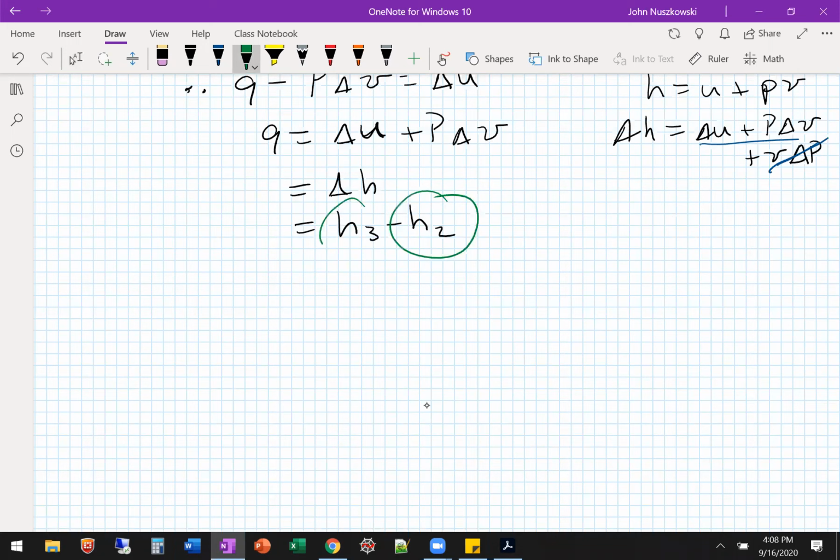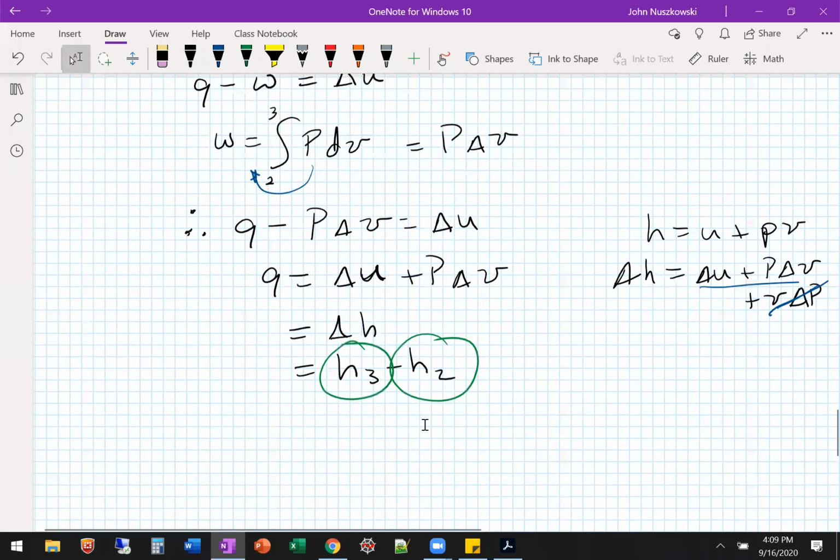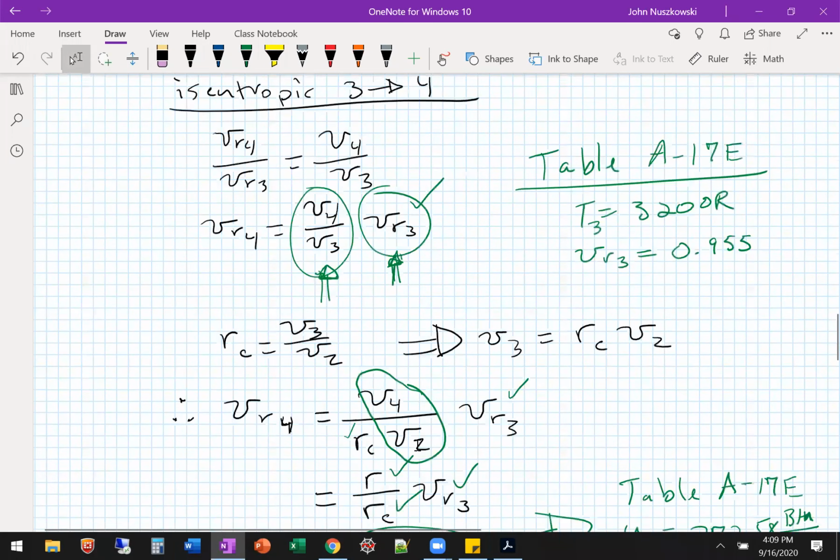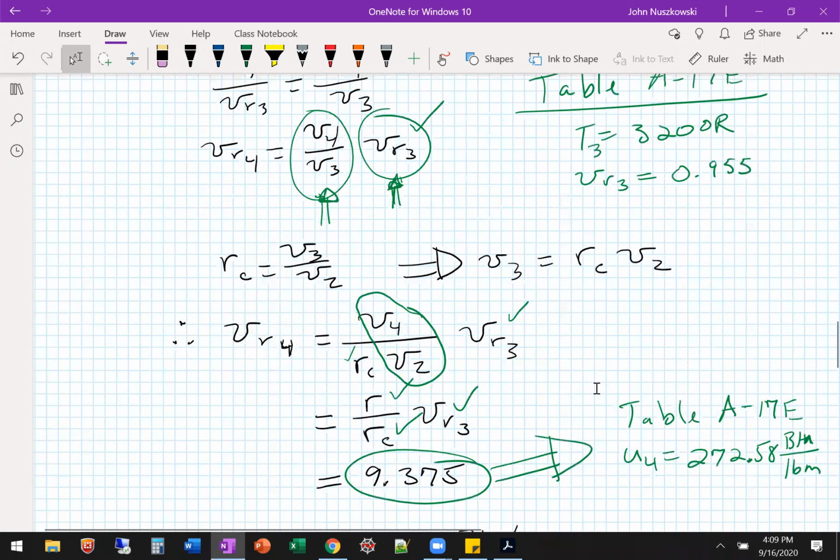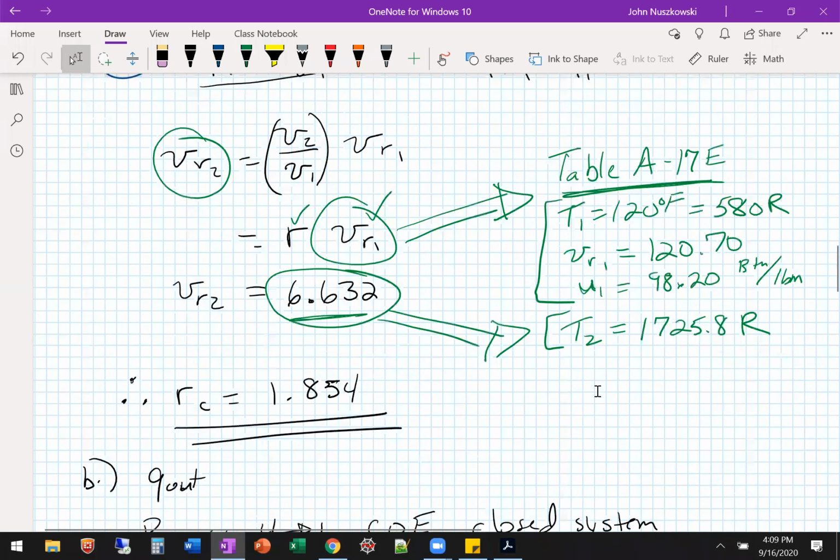Can we get these? Or how do we get these? Yeah, we can get them from table 17. So we've described and figured out something for each of the states, right? For 1, we have temperature, and pressure was given in the problem. For 2, we figured out the relative specific volume, which then gives us temperature. So then we could use that to get our enthalpy.